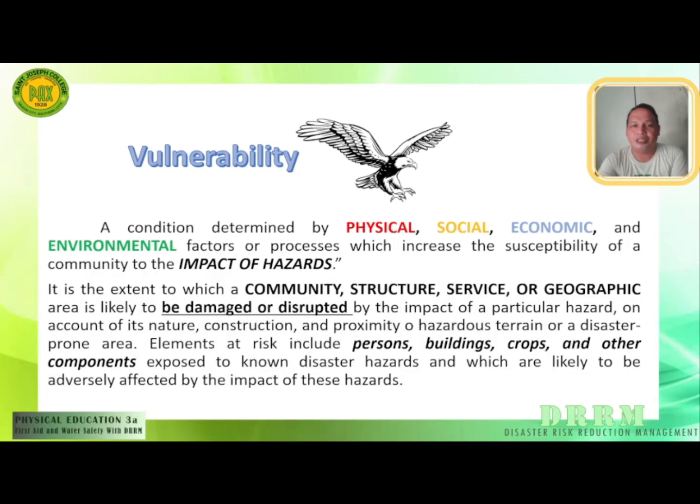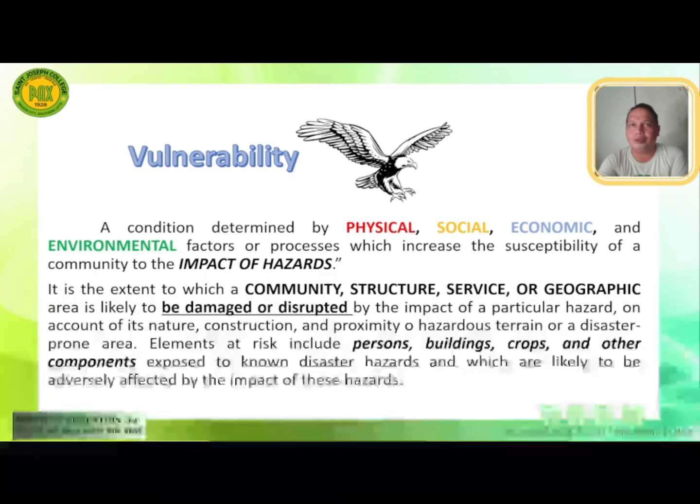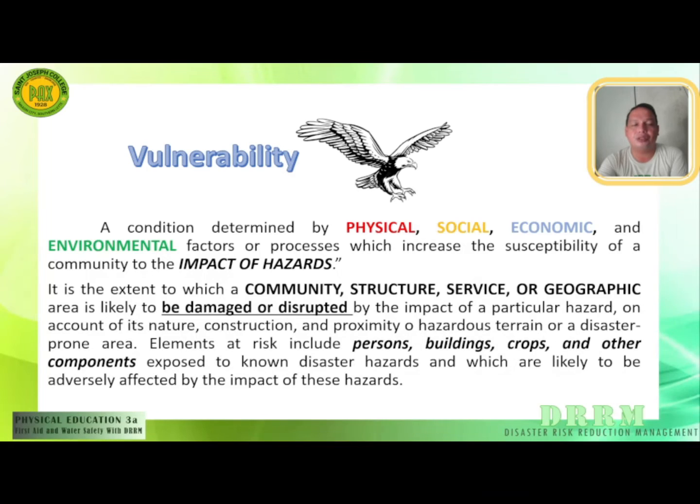It is the extent to which a community, structure, service, or geographical area is likely to be damaged or disrupted by the impact of the particular hazard on account of its nature, construction, and proximity to hazardous terrain or a disaster-prone area. For example, even though your house is strong or sturdy, if it is near the river banks or just within 50 meters from the shoreline, then the destructibility is really high.